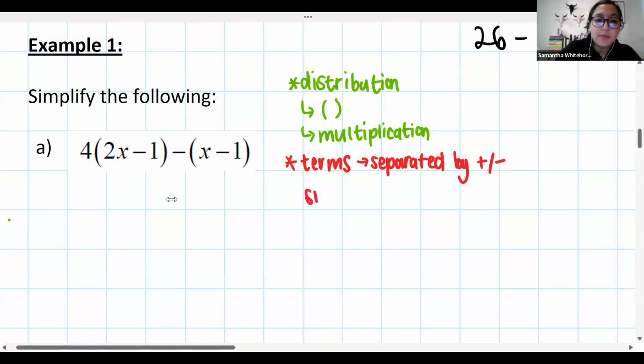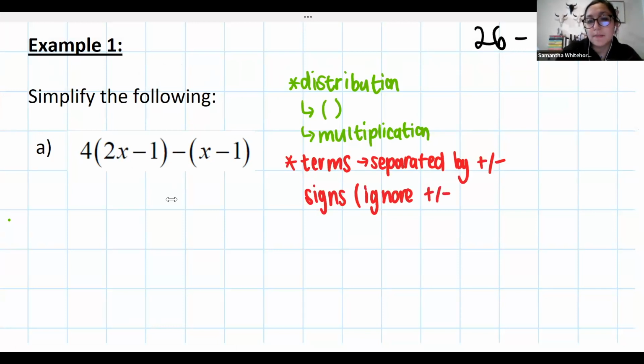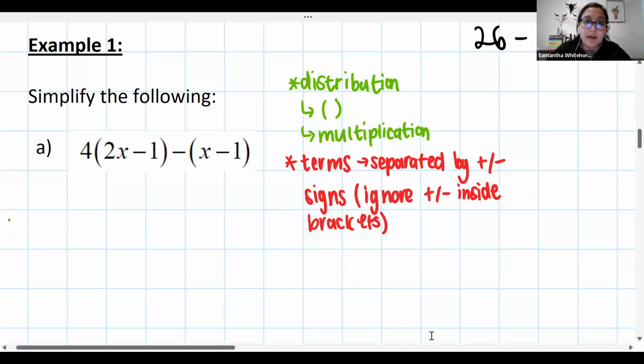So they're separated by plus or minus signs, and importantly, we only look at the plus or minus signs outside of the bracket. If it's inside the bracket, we can ignore it. That is then its own separate expression going on. We don't need to stress about that. So terms are separated by plus or minus signs outside of the brackets.